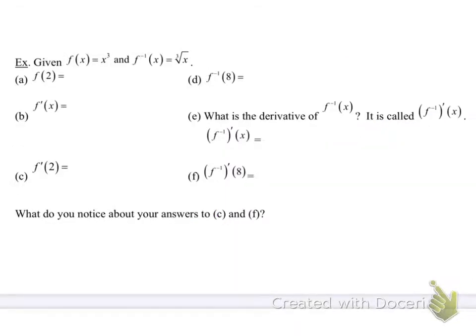Next, we're going to look at these two, and it says that they are inverses of each other. Notice that f of 2 would be 2 cubed, which is 8. Notice that f prime of x would be 3x squared. That would mean that f prime of 2 is 12. f inverse of 8 would be the cube root of 8, which is 2.